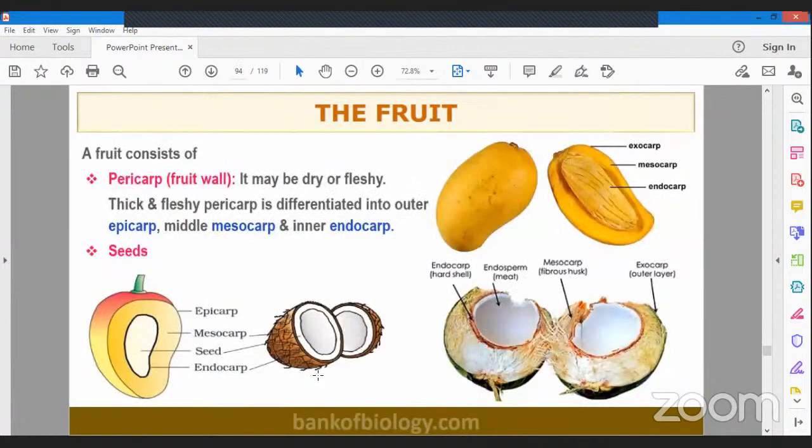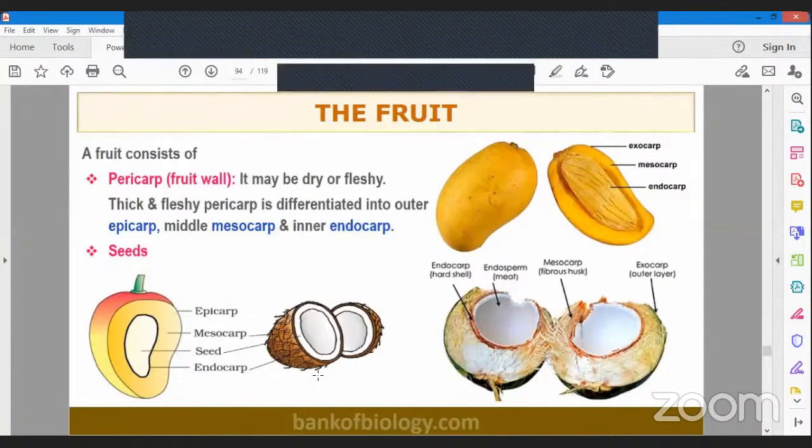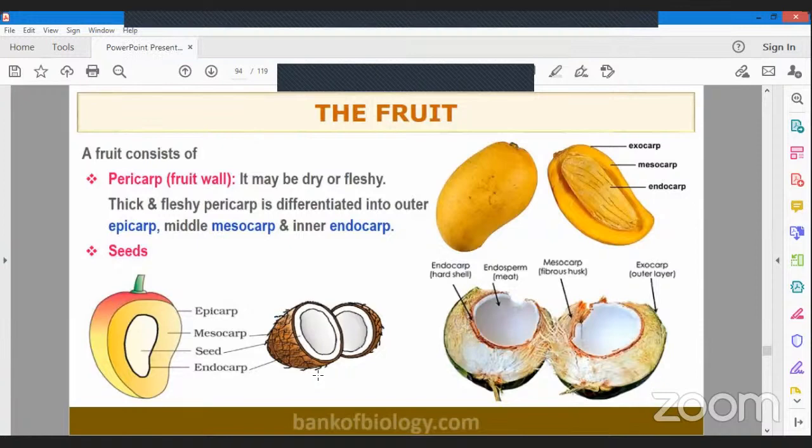Now, coming to fruit wall. The pericarp is called the fruit wall. It may be dry or fleshy depending on the fruit. It has three layers: epicarp, mesocarp, and endocarp. Epicarp is the outermost part, mesocarp is the middle part, and endocarp is the innermost part. Now students, all fruits will have these parts, but their edible content will vary.